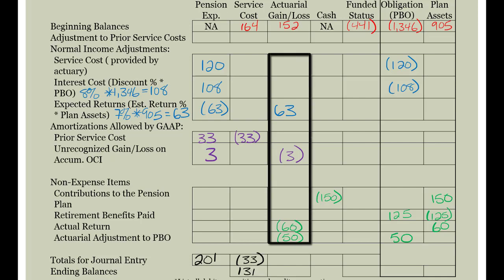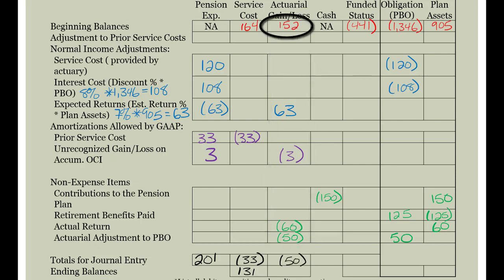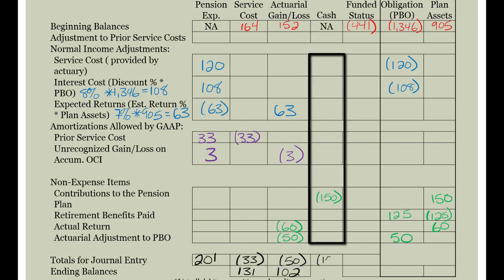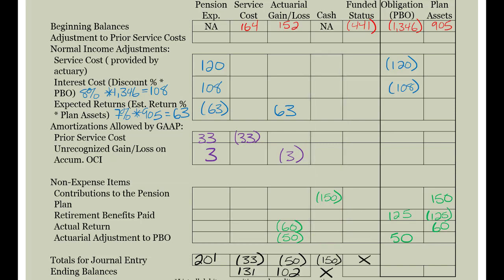63 minus 3 minus 60 minus 50. I get to show an actual credit this time and really drop this value. And if I have 152 debit, credit of 50, I end up with a balance of 102. 150 in cash, no ending balance. I don't worry about this number because it doesn't make any sense.